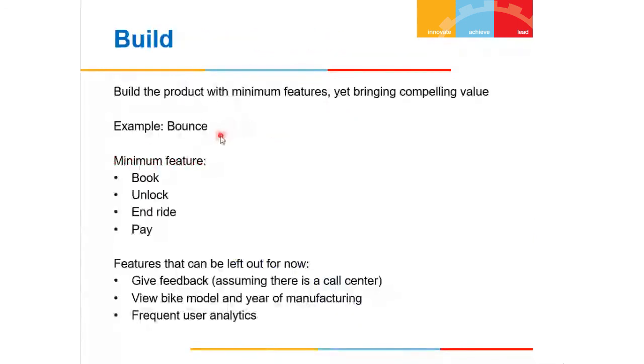So when you're trying to build, let's say, Bounce, which is a bike renting product, and you build an app for it, you want to see whether it's going to work or not. The minimum thing that you will build is a feature for booking a ride, unlocking the bike using the OTP, ending the ride by pressing a button on the keypad, and then paying for it. Whereas there are other features like giving feedback, viewing the bike model and the year of manufacturing, and frequent user analytics. All this can wait.